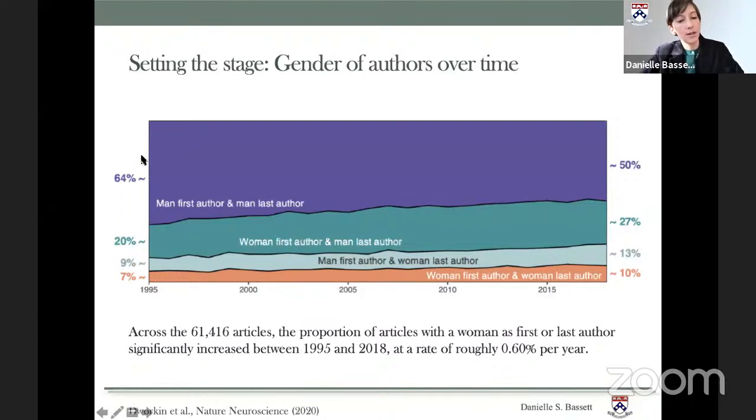So here what you see in 1995 is that the proportion of papers that have a woman as the first and last author is about 7%, and that's up to 10% by 2018. And the papers that have a man in the first and last author position was 64% in 1995 and is now 50% in 2018. So this is an increase. This increase in the burnt orange color is a rate of roughly 0.6 percentage points per year.